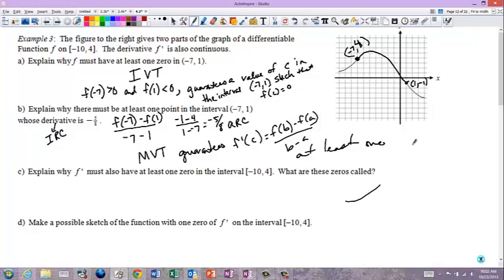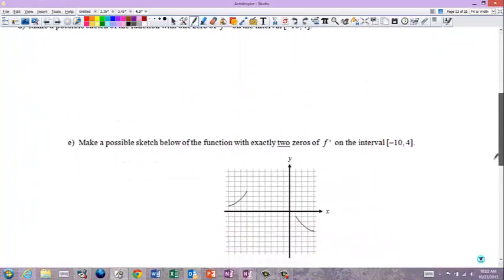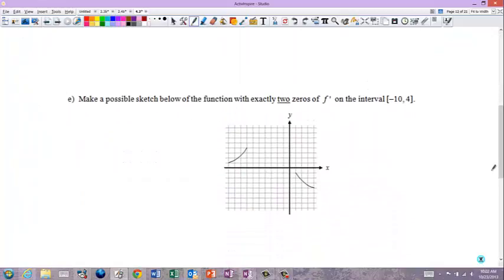Good for me. Make a possible sketch below of the function with exactly 2 zeros of f prime. 2 zeros of f prime, down here, would mean there, 2 zeros. Be 2 maxes or 2 mins. Oh, that one has 3. Exactly 2. Oh, crap. That's bad. What if it flattened and then went down? It's called an inflection point.